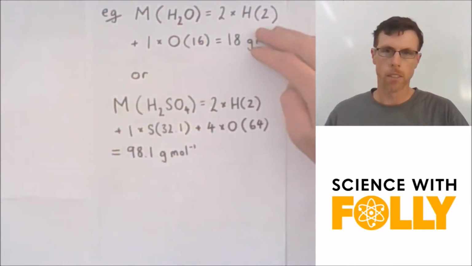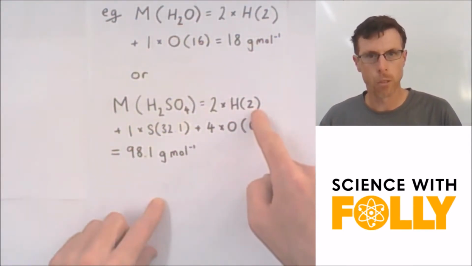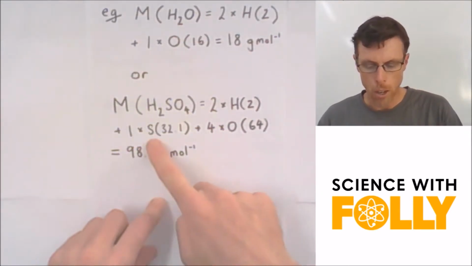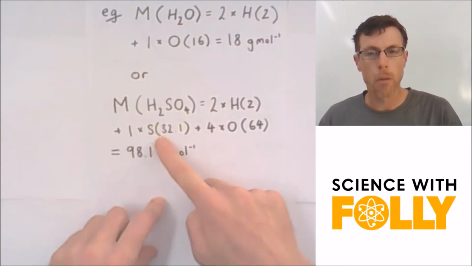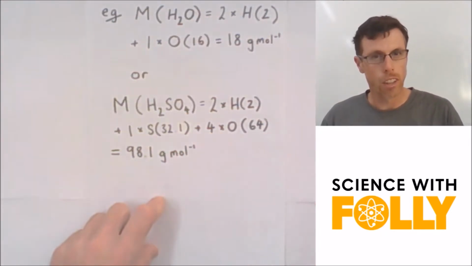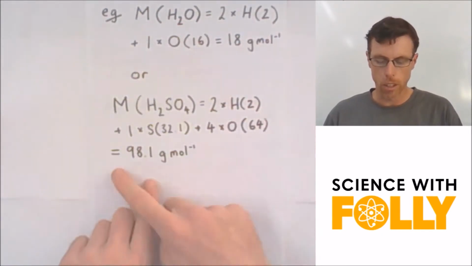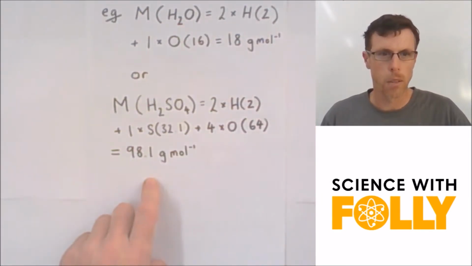Or, here's another one, H2SO4, sulfuric acid. You've got 2 hydrogen atoms, which equal 1 plus 1 is 2, 1 sulfur atom, which is 32.1, that's its mass, and 4 oxygens, 16 times 4 gives you 64, the total mass 98.1 grams per mole.